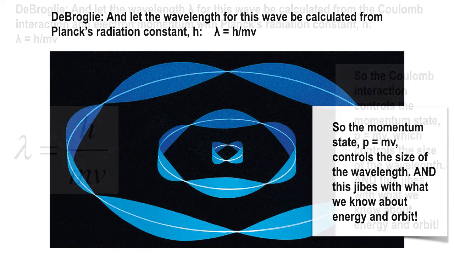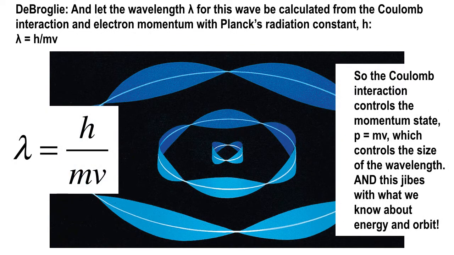Here's a big form of it. All right, so the Coulomb interaction is going to control the momenta and energies of the electron. We're neglecting gravity. It's way too small to even bother with. So momenta, energy, angular momentum, all of that is set by the Coulomb interaction. Figure that out, then divide that into Planck's constant, and that's your wavelength.